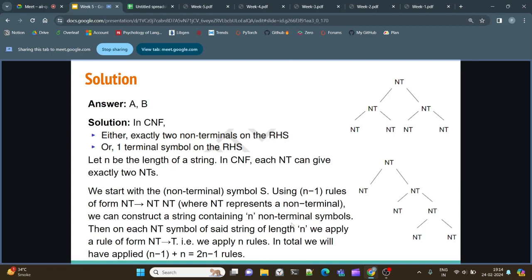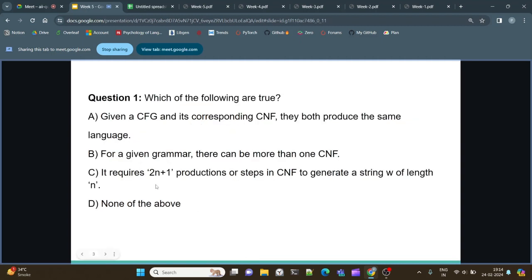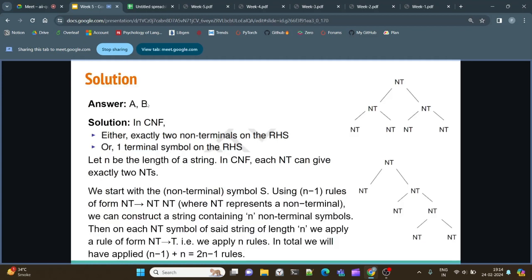From each of the individual non-terminal symbols, I can apply a rule of the form non-terminal to terminal, and so ultimately I get a string of length n. How many rules did I apply? It was n minus 1 plus n. The first n minus 1 were of the first form, and finally the n rules were of the form non-terminal to terminal, so a total of 2n minus 1 rules. Whereas in the option it was given as 2n plus 1. So this makes option C correct. Oh, sorry, incorrect. So that is why we have A and B as the answer.